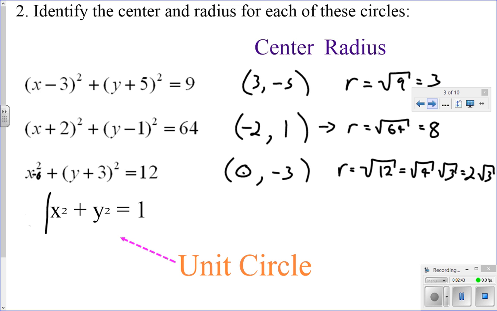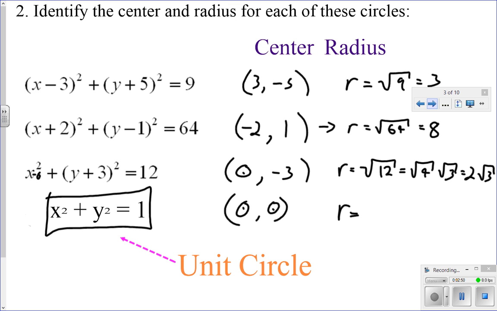Here, this is what we call our unit circle because it's centered at the origin, and its radius is exactly 1 unit long. And this will become very important next year when you take college trig.